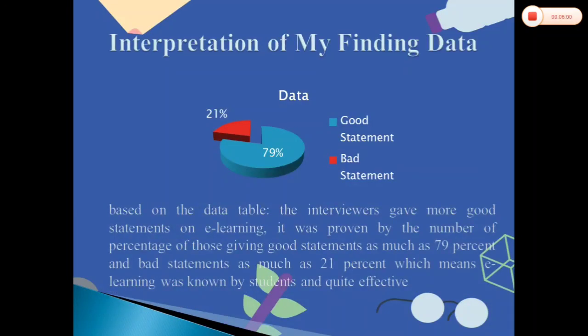Okay, in this part we are going to talk about the interpretation of my finding data. And actually I have the data here, and there are two statements. The first statement is good statement, and the second statement is bad statement. Okay, so based on the data table, the interviewees gave more good statements on e-learning. It means that it was proven by the percentage of those giving good statements as much as 79% and bad statements as much as 21%. It means e-learning was known by students and quite effective.